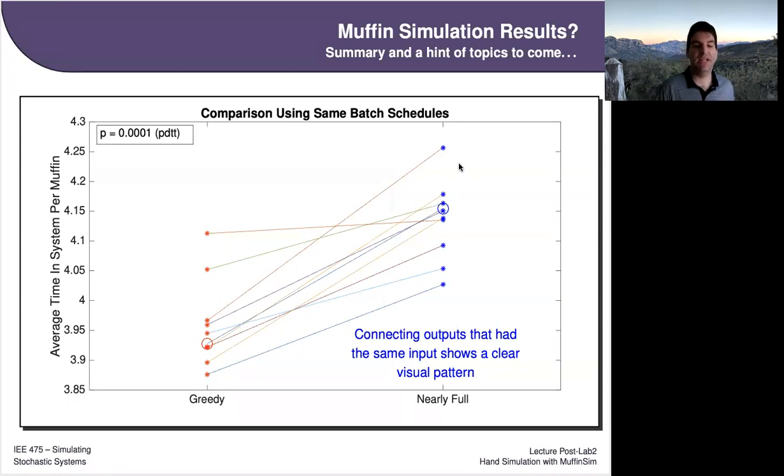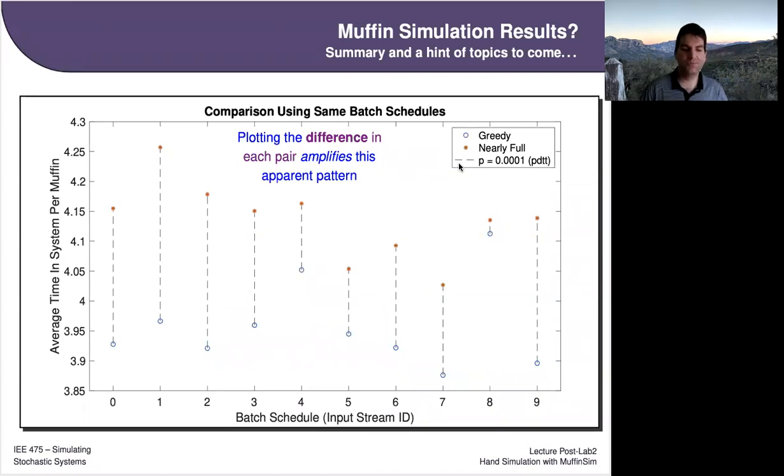To make that even clearer, what we can do is say across our 10 schedules, which I've now plotted on the horizontal axis, I can plot the greedy policy for that schedule in blue, and the nearly full is this red asterisk. They show up on top of each other, and I put a little line in between them to make it clear that they go together.